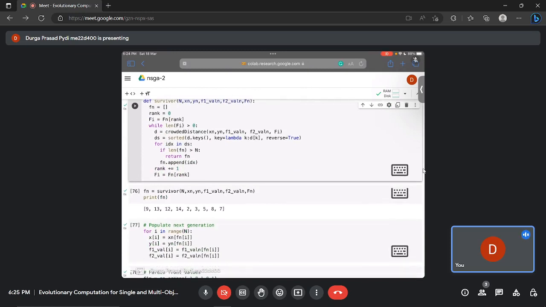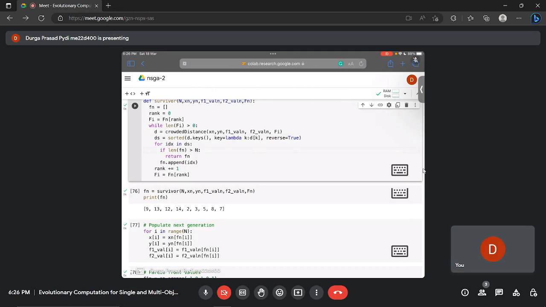In this sorted function there is a reverse argument. Reverse equal to true will essentially do the sorting in descending order. Once you get the descending order, you select one by one and add them to your final solutions. F1 is your final solutions. You keep on doing this till this condition is satisfied, if the length of F is reached.